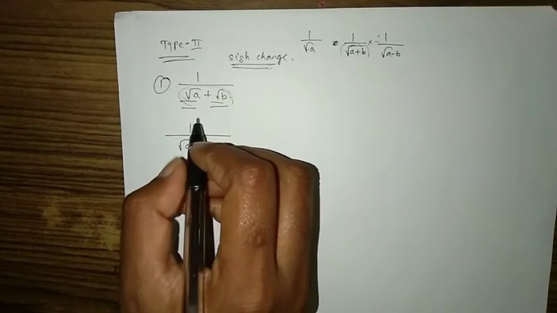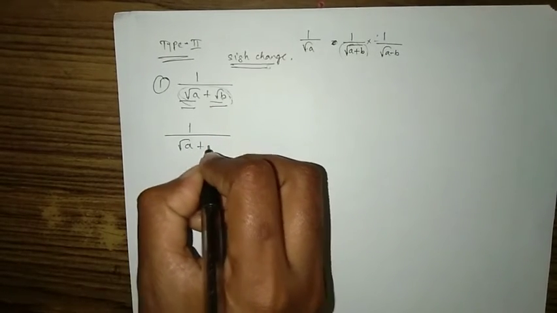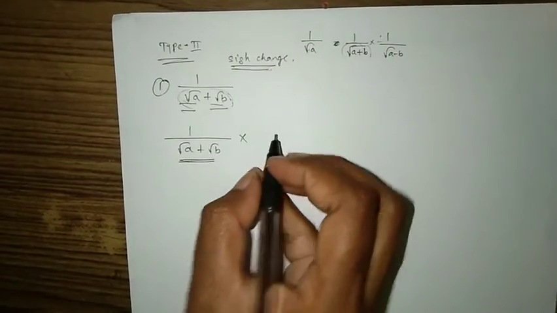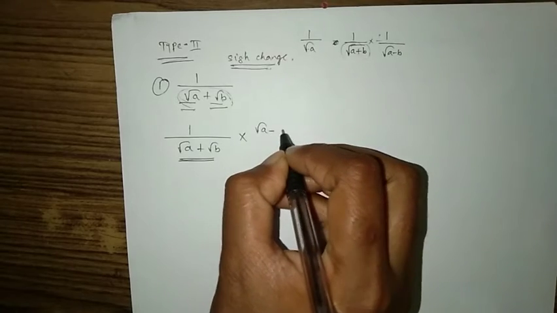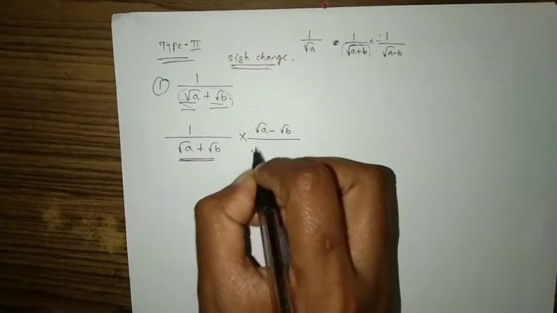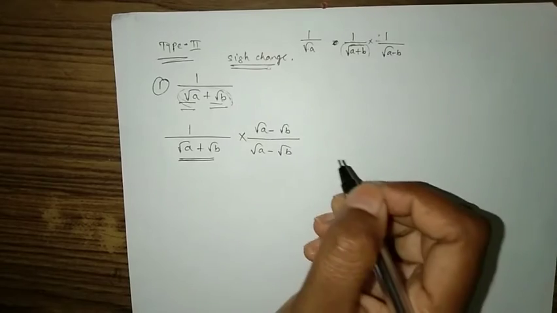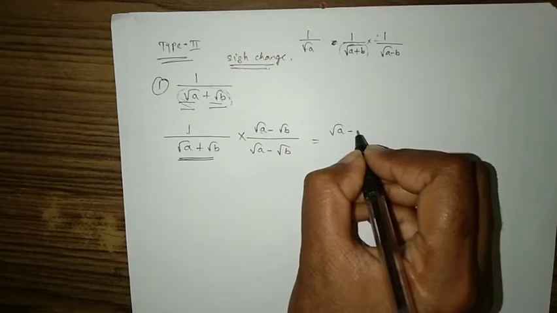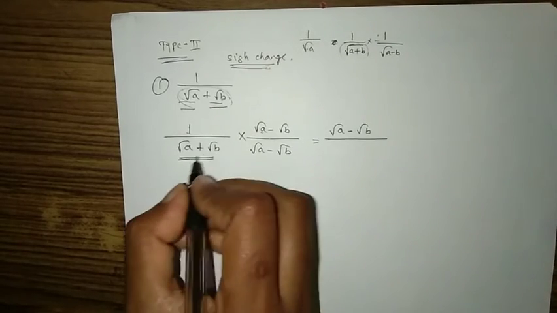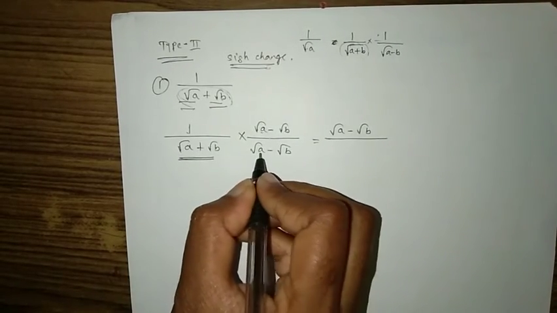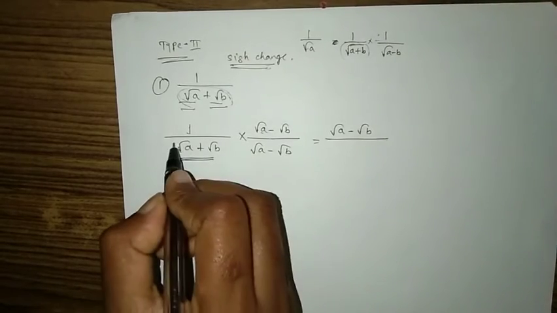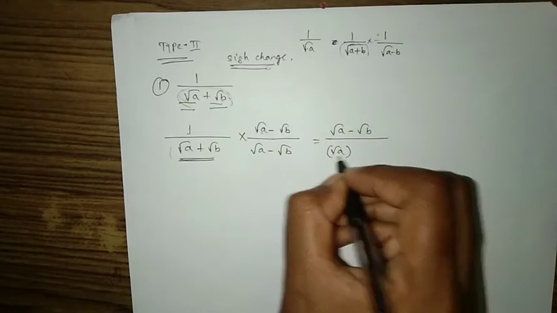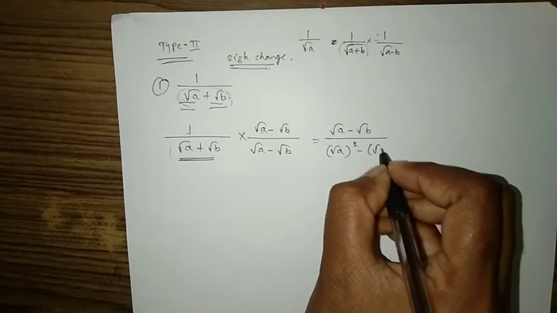Root a, 1 divided by root a plus root b. You have to multiply. If this happens, it means root a minus root b divided by root a minus root b. What happens? 1 into root a minus root b becomes root a minus root b. Here, this is like a plus b into a minus b. What happens? Root a whole square, a square minus b square, right?